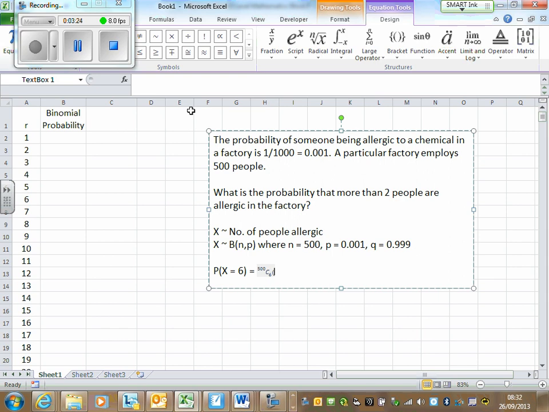We multiply it by the probability of 6 people being allergic, so it's 0.001 to the 6, and then multiply it by 0.999 to the power of, well, it's 500 minus 6, so it's 494. Okay, and we can get an answer.